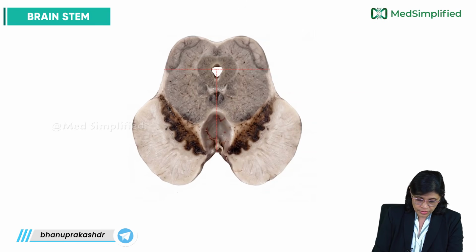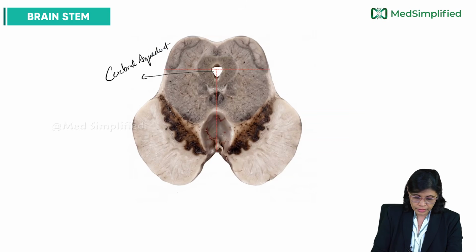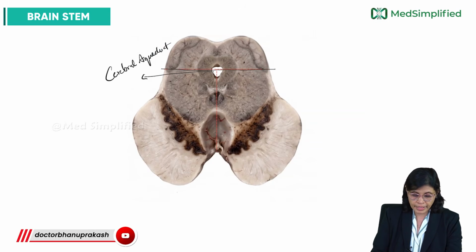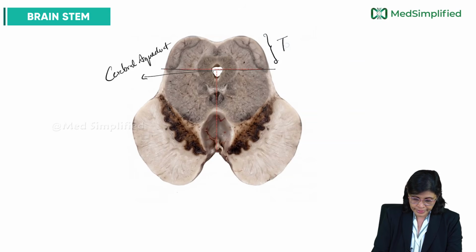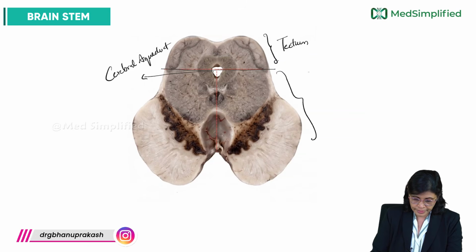Coming to the internal structure of the midbrain, there is a tiny canal here. This canal is called the cerebral aqueduct. We will draw a coronal plane passing through the aqueduct. It will divide this midbrain into two parts: a smaller posterior part, which we call the tectum, and a larger anterior part, which we call the cerebral peduncle.